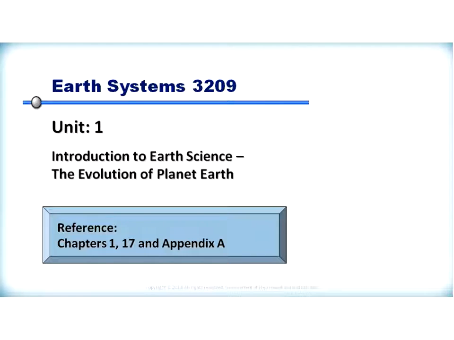Earth Systems 3209, Unit 1, Introduction to Earth Science, the Evolution of Planet Earth. References can be found in the textbook in Chapters 1, 17, and Appendix A.